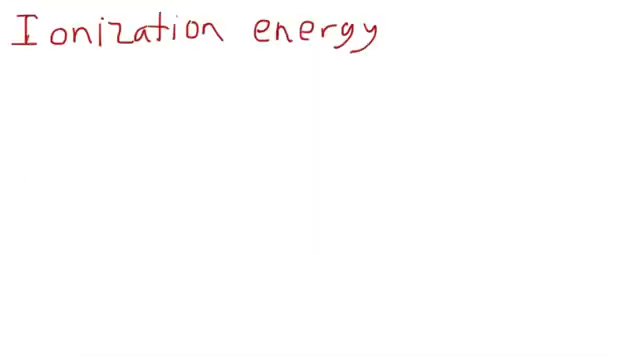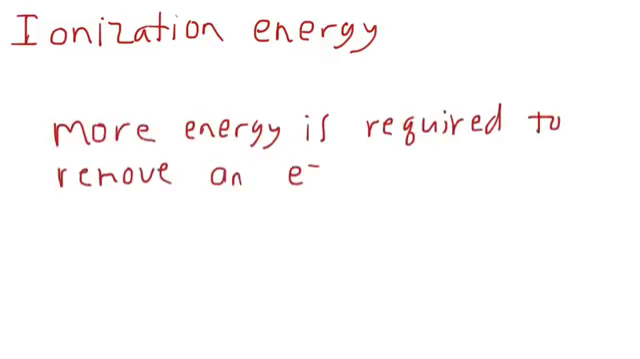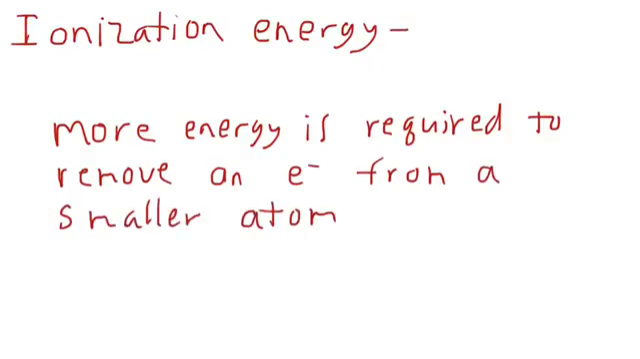Okay, the trends of ionization energy, how hard it is to remove an electron. Well, if you have a smaller atom, its electrons are closer to the nucleus and more attracted, so it's harder to remove one. So this is the opposite trend as size. It's an inverse relationship to size. So, smaller atom, higher ionization energy. Bigger atom, lower ionization energy.